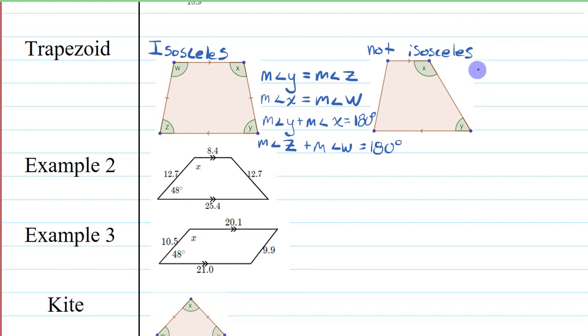All right, so when it's not isosceles, you're only narrowed down to these bottom 2 rules. So again, we're going to write this out. The measure of angle x plus the measure of angle y is equal to, someone shout it out, 180 degrees. There it is. That's all you can have. All right, a lot of facts about trapezoids, but they're pretty straightforward.